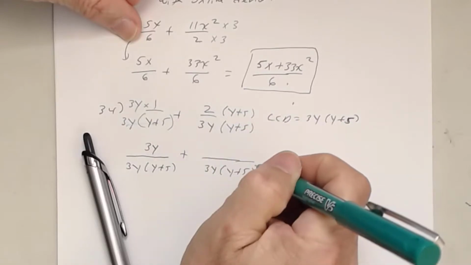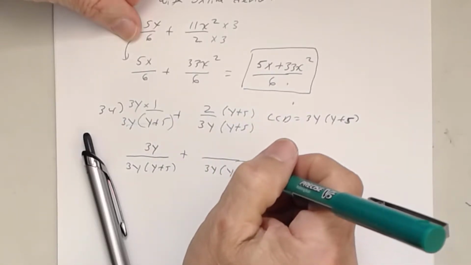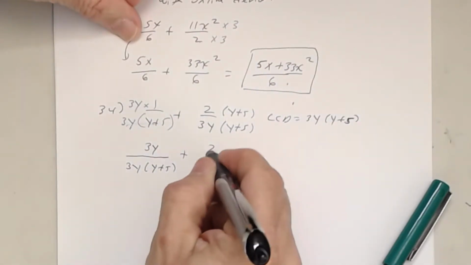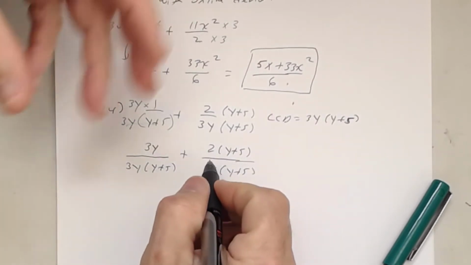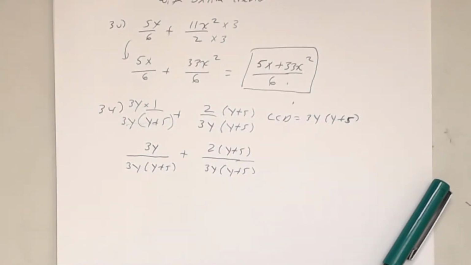Notice I put that in parentheses, because it's not 2y plus 5 that this is going to end up being. It is not 2y plus 5. This is going to end up being 2y plus 10. That's what it's going to end up being. So make sure you put that in parentheses, because that y plus 5 has to be multiplied by 2. Not the y, but the y plus 5. Now I can write this as one fraction.